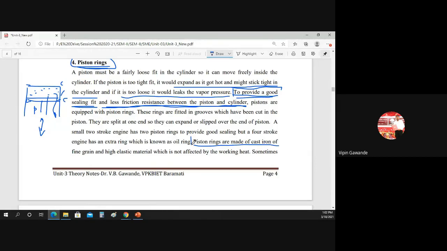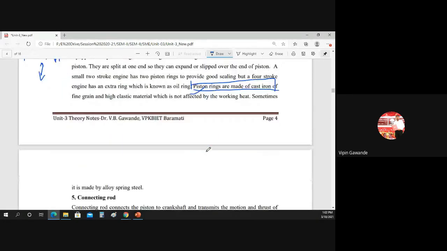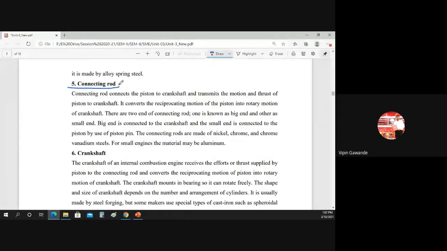So again here this is the cast iron. So which type of material is used for the manufacturing of the piston rings? Okay, so this you have to remember. After that we know what is meant by the connecting rod. Now connecting rod, it is used for what? It is used to connect the piston to the crankshaft.